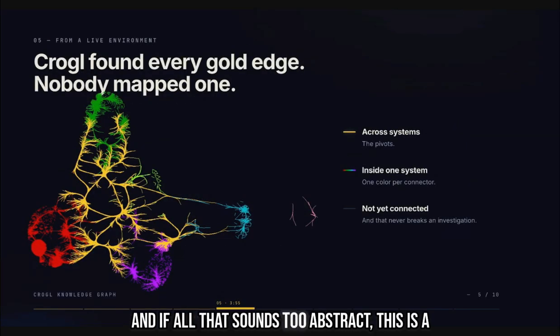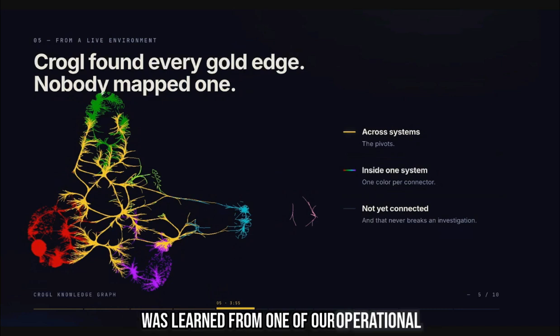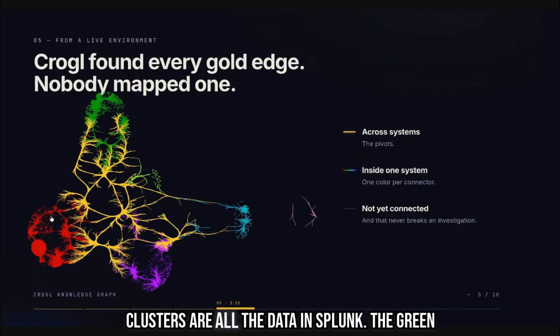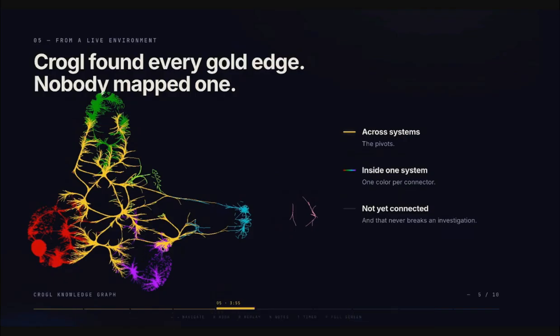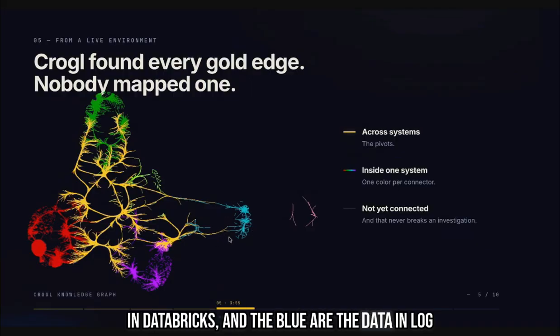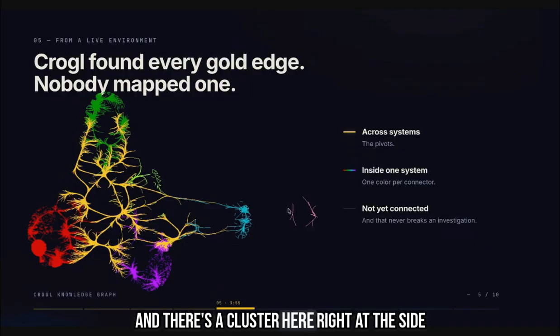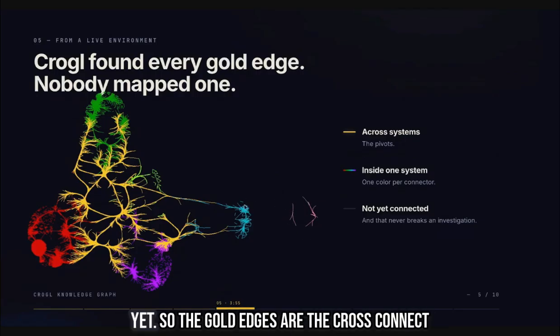And if all that sounds too abstract, this is a visualization of a Crogl Knowledge Graph that was learned from one of our operational environments. Here you see that the red clusters are all the data in Splunk. The green clusters are all the data in Jira. The purple, all the data in Databricks, and the blue, all the data in Log Analytics. And there's a cluster here right at the side that hasn't been fully connected with the rest yet.